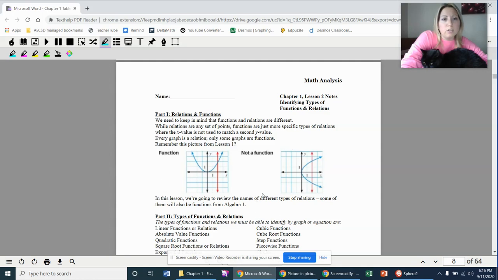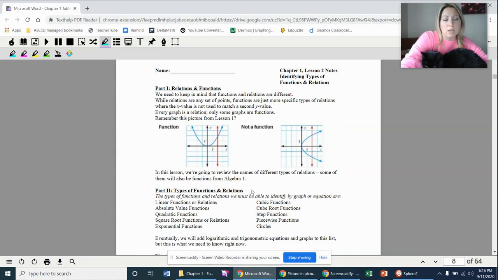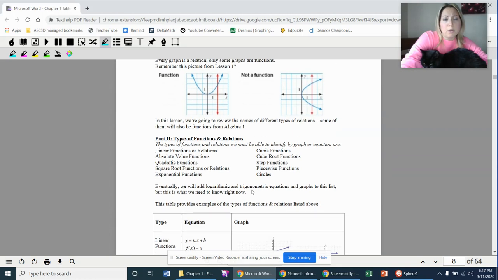Part one is relations and functions. Well, we just talked about those, right? A relation is any set of points, and a function is a set of points that does not have an x value repeated. So we're looking at two pictures, and we had that exact picture in lesson one. So function, no x values repeated. Relation, x values are repeated, and it fails the vertical line test. Some of the things we're going to be talking about are functions, some of them are relations, and some of them have both options. And we'll talk about that as we go through.